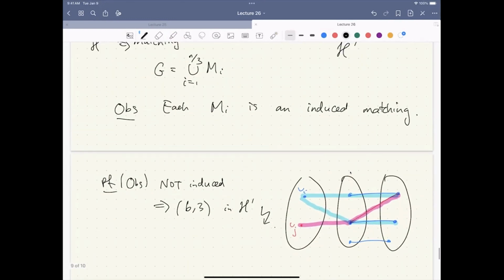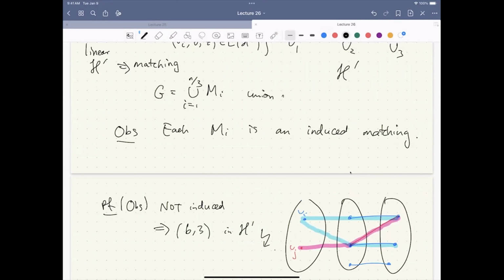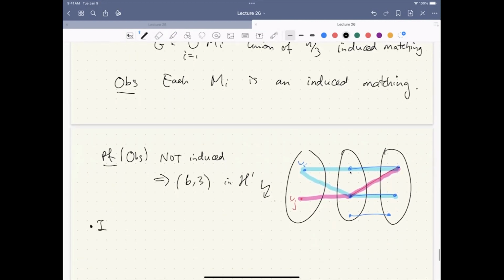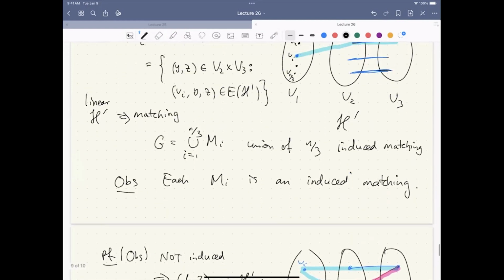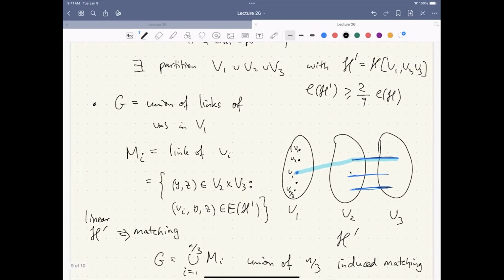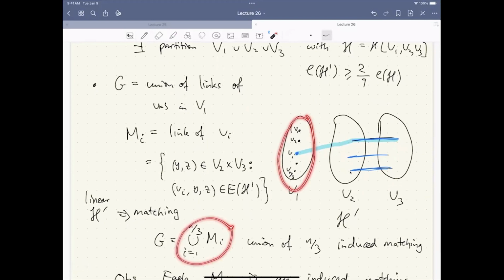Why? So we have G is the union of n/3 induced matchings. Then the induced matching theorem implies E of G is little o of n squared, right? But what is E of G? Each matching size is precisely the degree of each vertex. So the size of the matching is the degree of the vertex. And when you take the union of all matchings, it's the sum of degrees of vertices in the first part, which is exactly the number of edges in H prime.